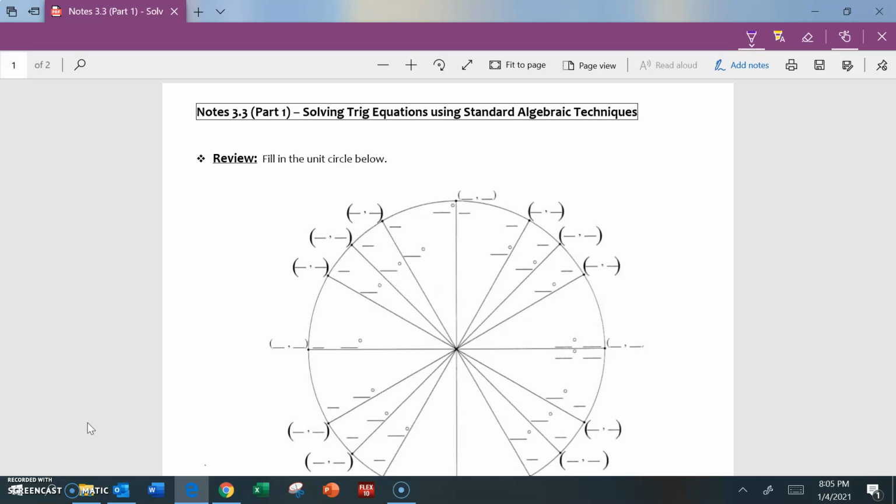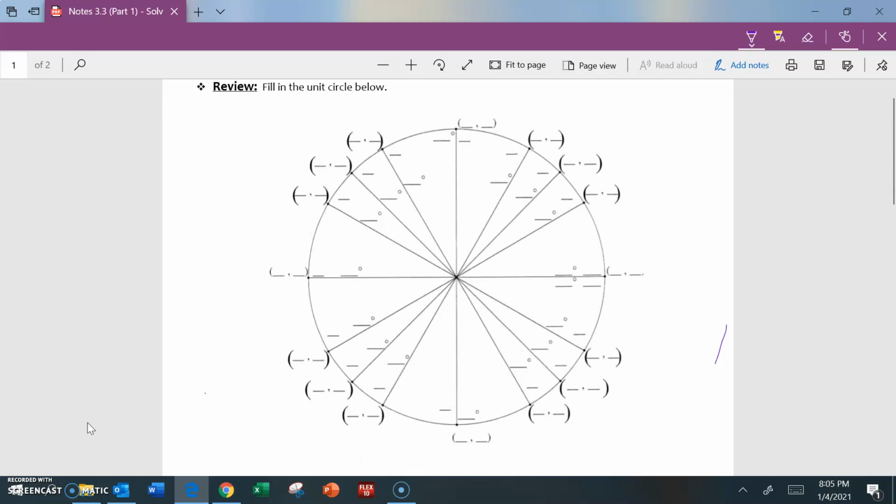I broke this into two parts. So part 1 is using standard algebra techniques, and then part 2, which you'll do later this week, is with factoring. So what I would do right now is if you think about where we have been this whole entire chapter, it's really revolved around the unit circle.